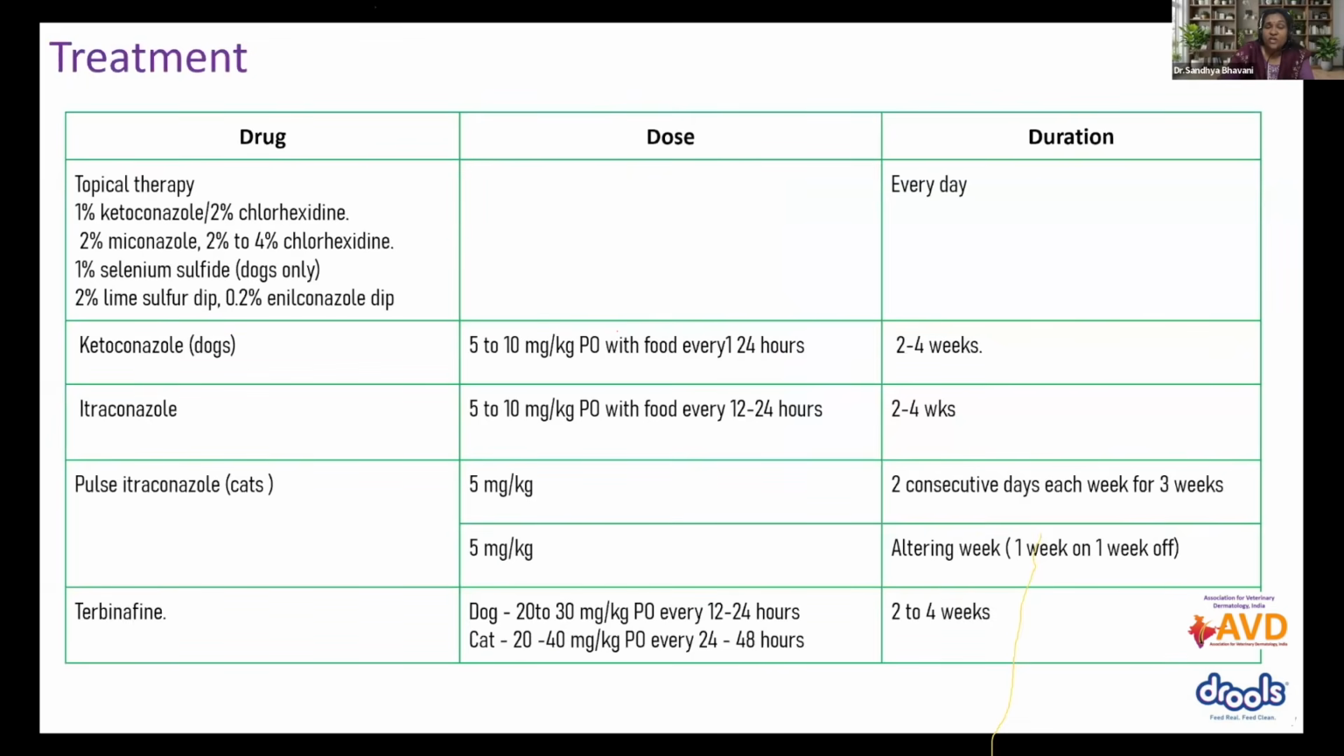So for treatment options, for mild lesions you can go for topical therapy, shampoos and sprays, and lime sulfur dip or enilconazole dip. If it is going to be a severe form of disorder, for Malassezia, you can opt for ketoconazole and terbinafine. If it is Microsporum canis or Trichophyton, you can go for itraconazole and also pulse therapy, that is 1 week on, 1 week off, alternating weeks. You can go for itraconazole pulse therapy, especially in cats. Ketoconazole mainly is given in dogs, that too for Malassezia. Terbinafine can be given in both dogs and cats having severe Malassezia.